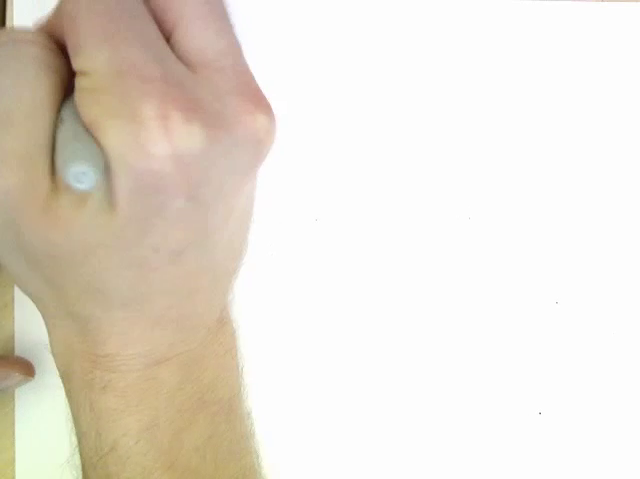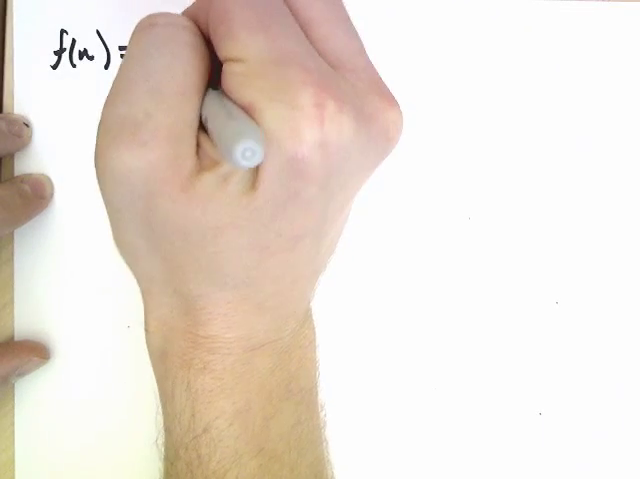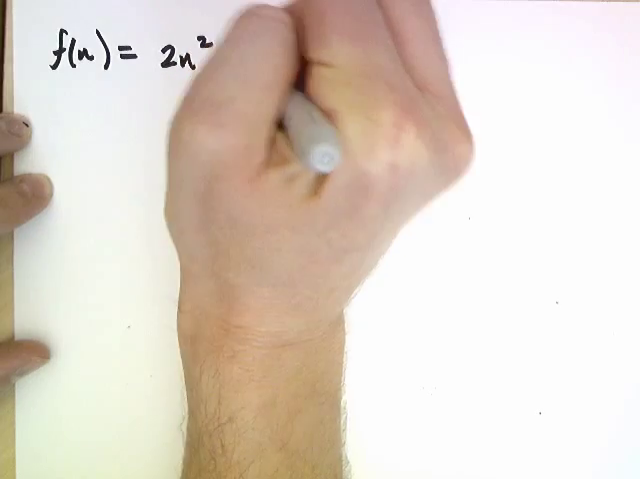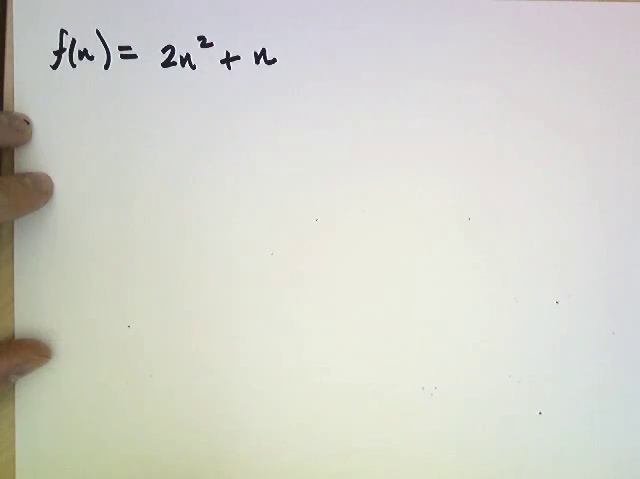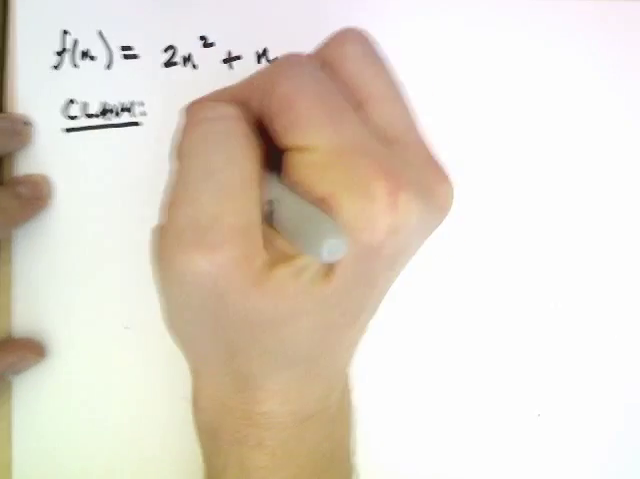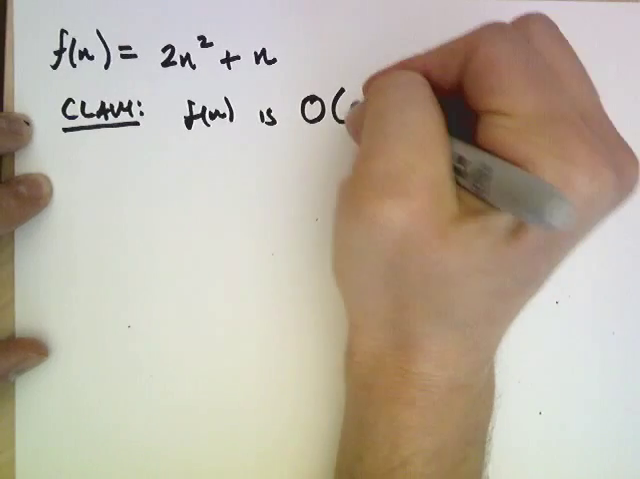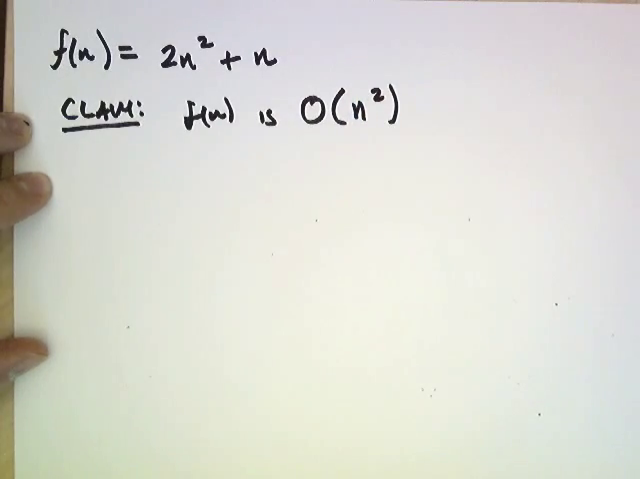Let's do another example here. Let's assume that f of n is the function 2n squared plus n, and the claim is that f of n is big O of n squared.